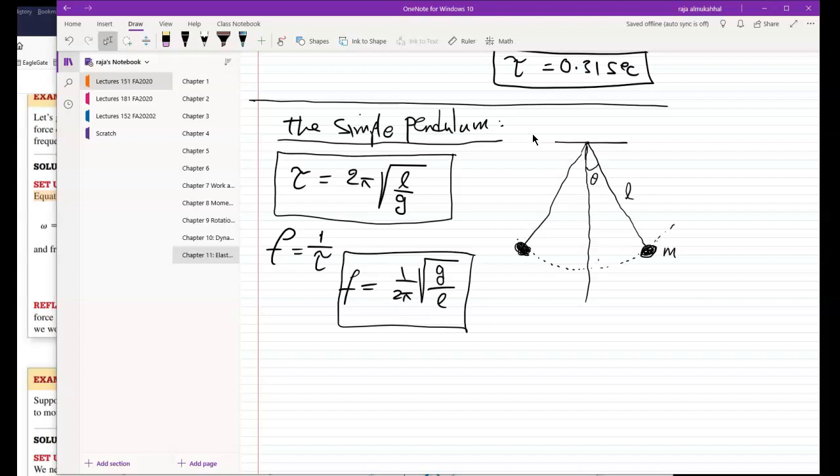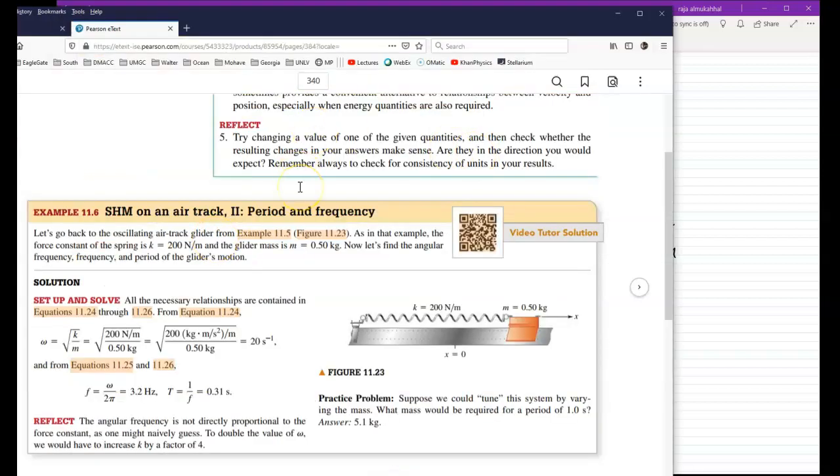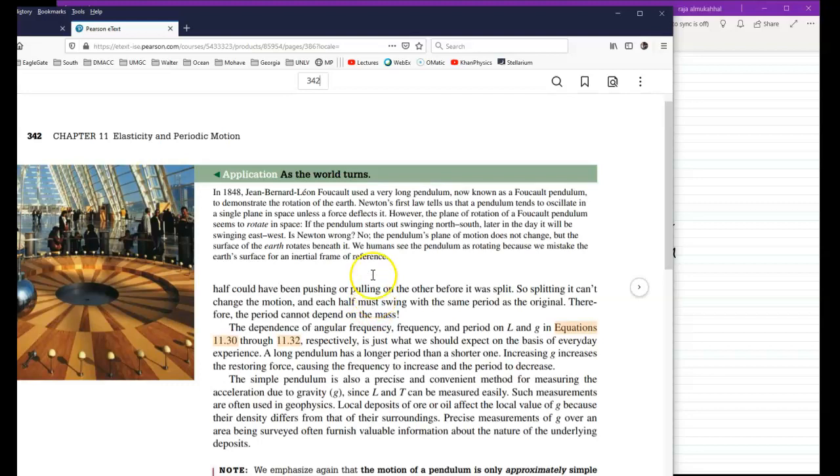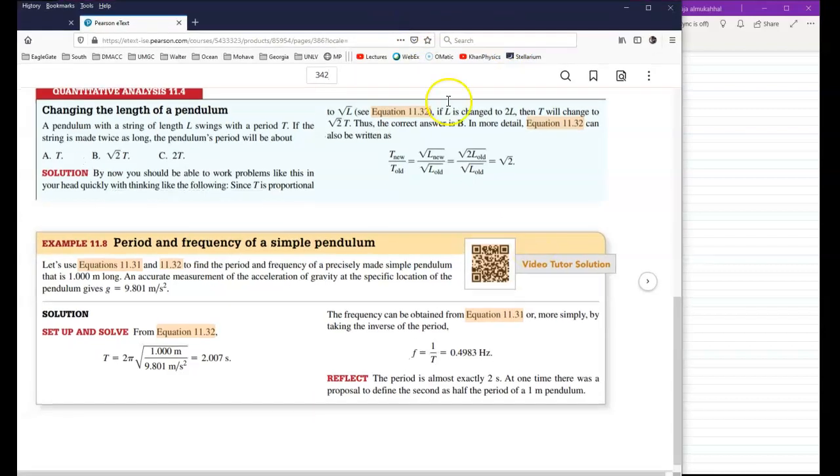Okay. Example 11.8 and 11.9. Let me do both of them. 11.8 and 11.9, page 342. There we go. We're basically done with the chapter. These are the last topics. Then hopefully I'll have time to do a couple of problems from the homework.